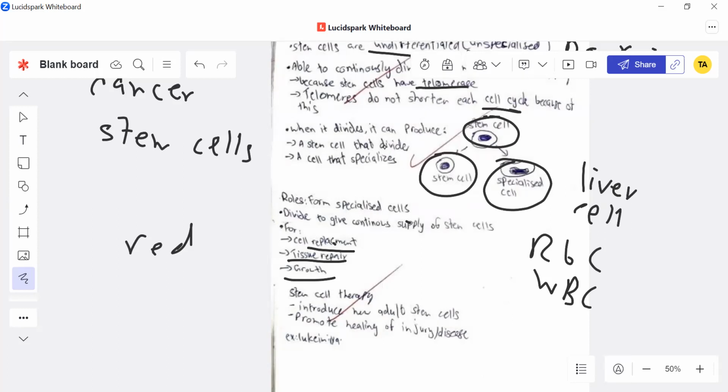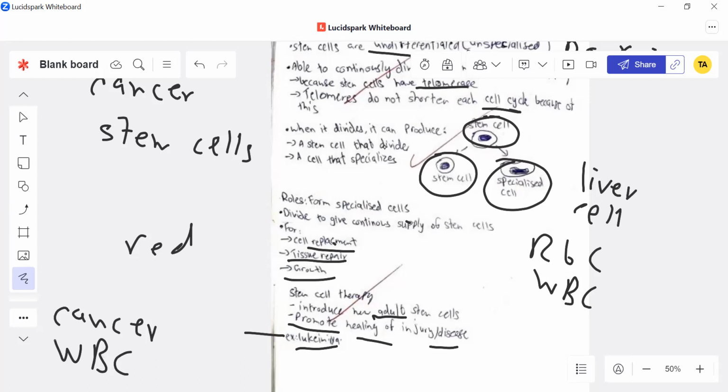Now, very short note is this thing called stem cell therapy. So stem cells are introduced into new adult human, and this promotes healing of injury and disease. For example, leukemia. Leukemia is, you'll get to leukemia at the last chapter, psychology and anatomy, but leukemia is the cancer of white blood cells. So to stop this cancer, you can use stem cells and make new white blood cells that are functional.